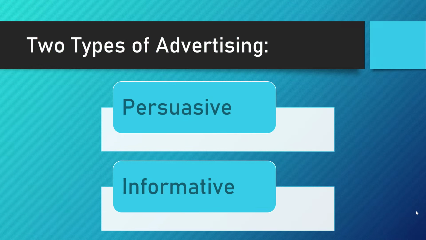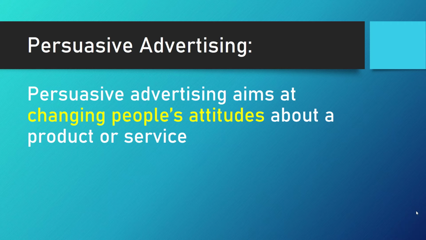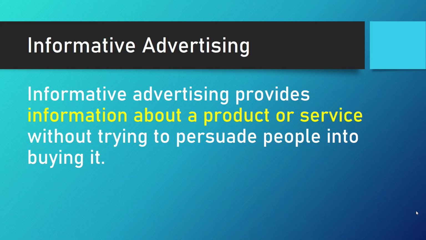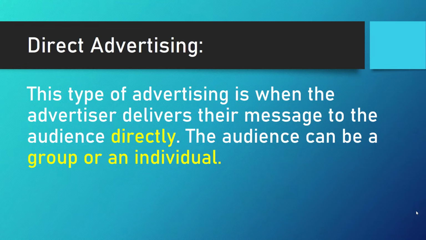Persuasive advertising aims at changing people's attitudes about a product or service, whereas informative advertising provides information about a product or a service without trying to persuade people into buying it. Direct advertising. This type of advertising is when the advertiser delivers their message to the audience directly. The audience can be a group or an individual.